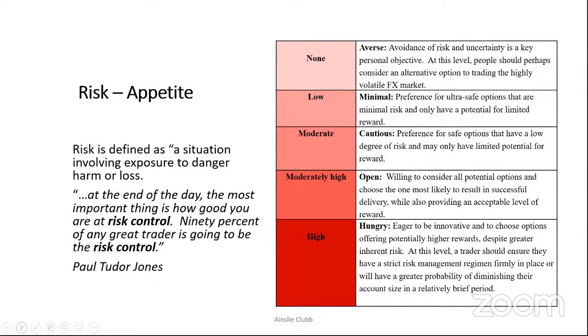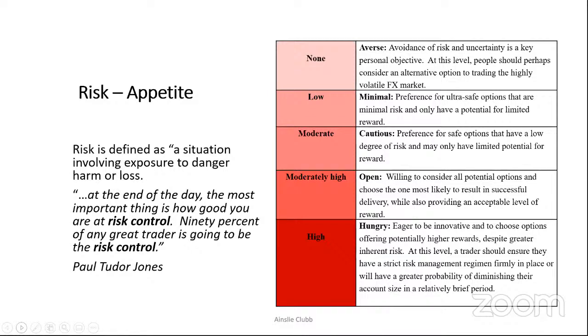On the other side, if you're so high with your risk appetite, have a really strict risk management regimen firmly in place, because you've got a greater possibility of diminishing your account size in a relatively brief period if you do not. And that's aside from getting yourself into a pickle because you don't know what you're doing and you're on a massive losing streak. This is somebody who has high risk appetite, and they're the ones that you see down at the casino that just put everything on red and hope for the best.